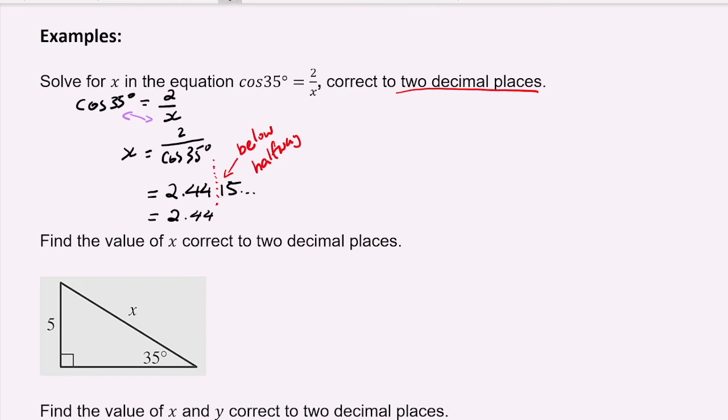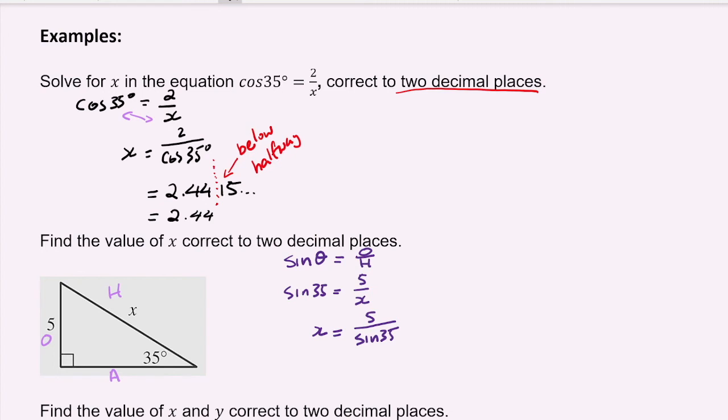Let's look at the next one. We have a hypotenuse, the opposite and the adjacent. No adjacent side there, but we do have a hypotenuse, so we're going to use sine. So we have sine of theta equals O over H. So it is sine of 35 equals 5 over x. And again, we're just going to swap those places. So x equals 5 over sine 35.